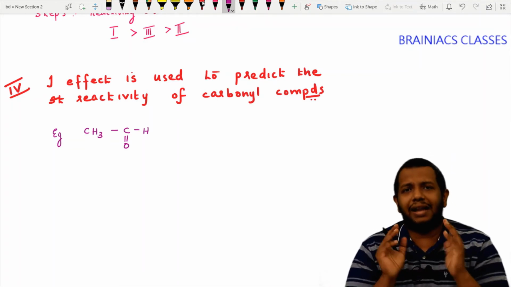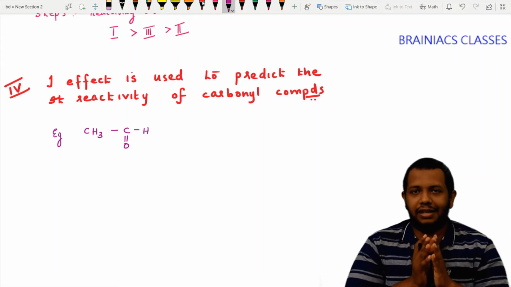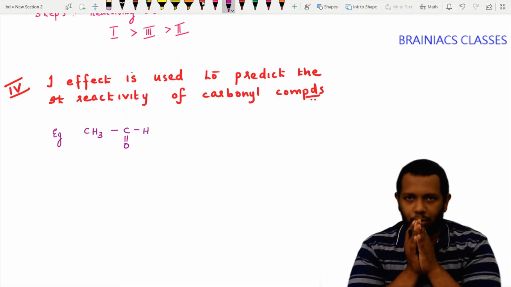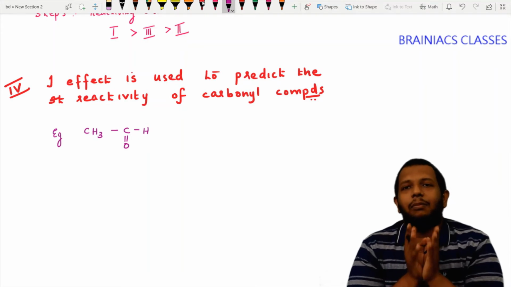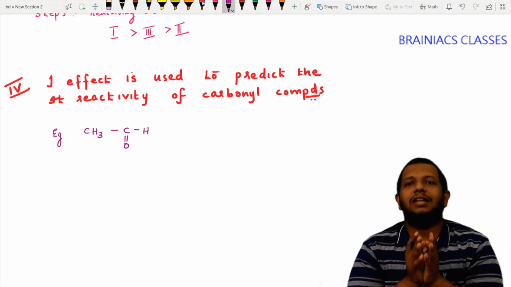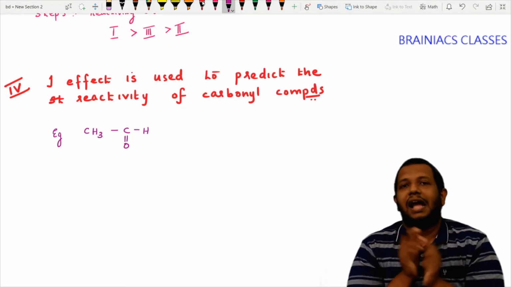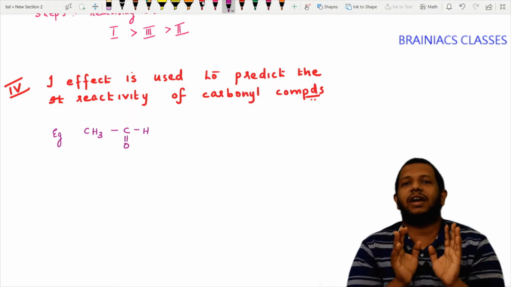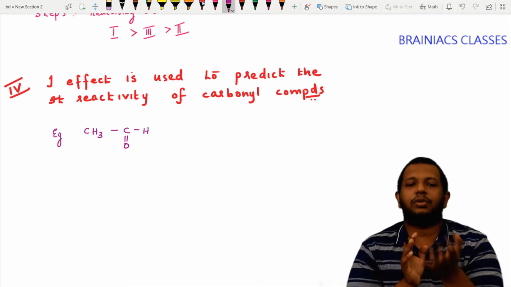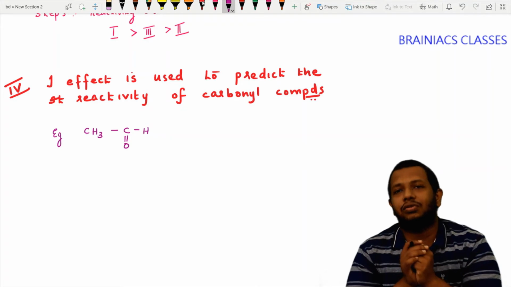Now, if you analyze this carbonyl group, you can see that it is formed between carbon and oxygen, and there is a double bond out there. Since a double bond is there, I can say that most commonly it will undergo an addition reaction. An addition reaction is a reaction where the unsaturated compound gets converted to a saturated compound. So here the double bond will get converted to a single bond.